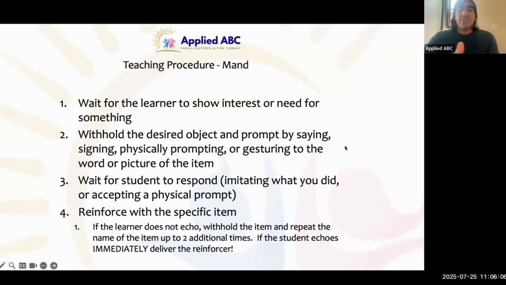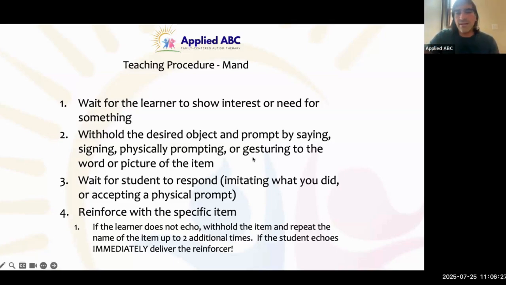So the teaching procedure: wait for the learner to show interest or need for something, withhold that object, and prompt by saying, signing, physically prompting, or gesturing to the word or item they want. Wait for them to want the grapes. Don't give them the grapes because they pointed or because they grabbed for it. Wait for them to say it, but also help them to say it.